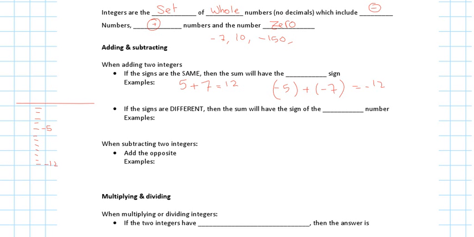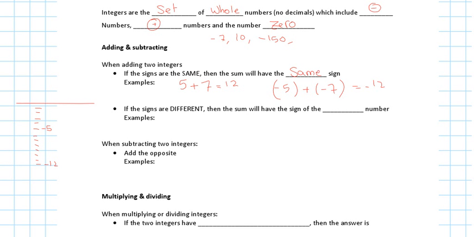What's the blank? Oh, have the same sign. Yes, if the signs are the same, then the sum will have the same sign. You see how negative 5 plus negative 7 gives a negative 12, and positive 5 plus positive 7 gives a 12.